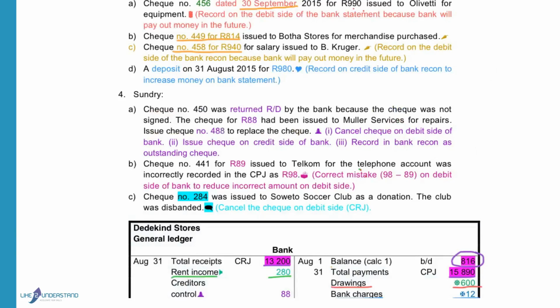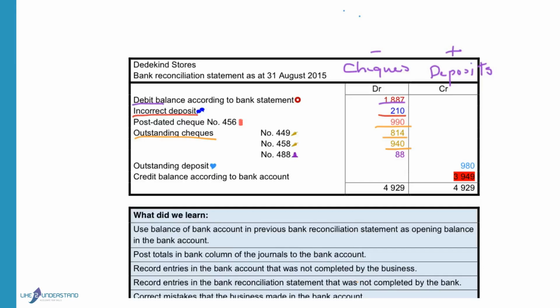A deposit on the 31st of August for 980 that the bank will record in the next month. So we will show it on the bank reconciliation statement as an outstanding deposit. It will be credited on the bank recon because in our bank account we will debit deposits. In the books of the bank they will credit deposits.